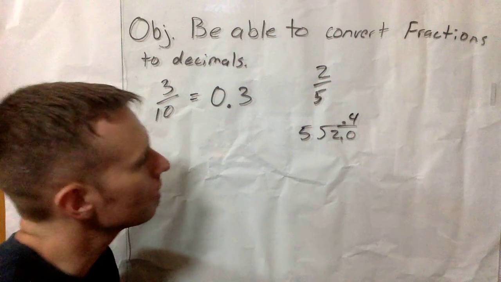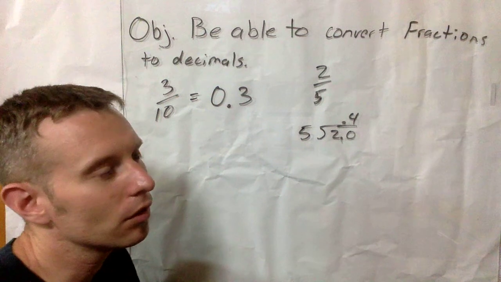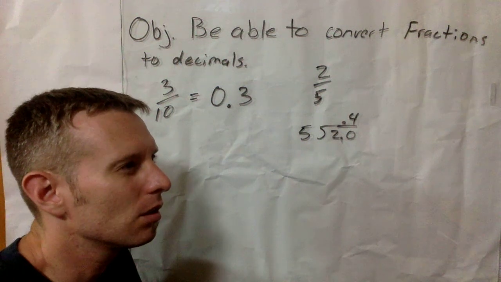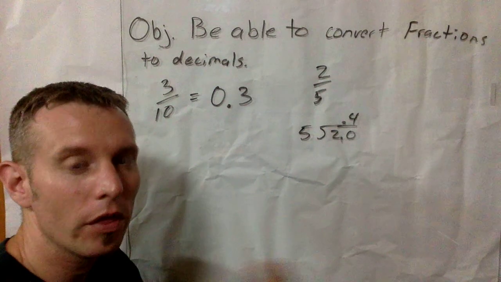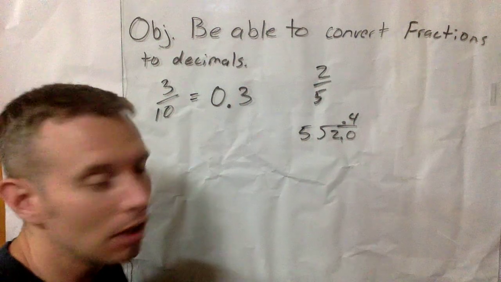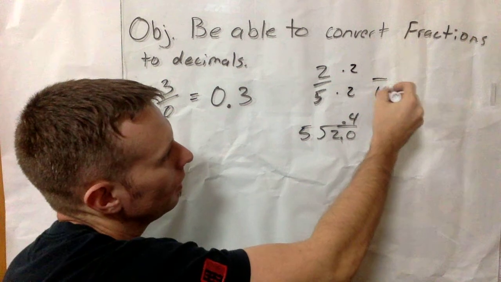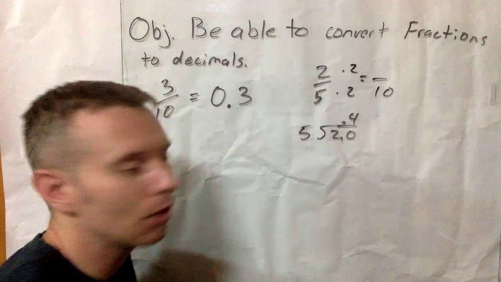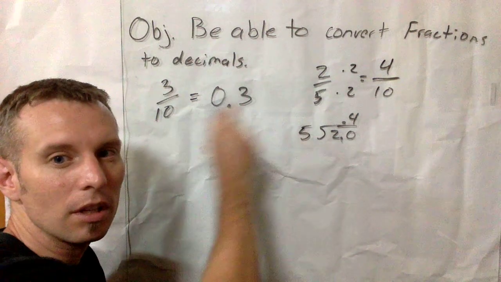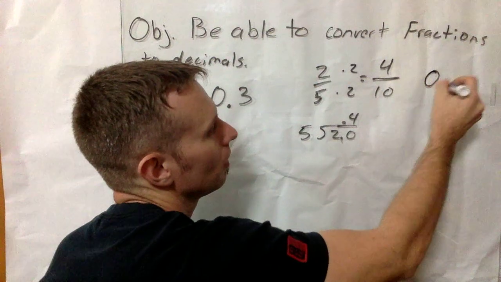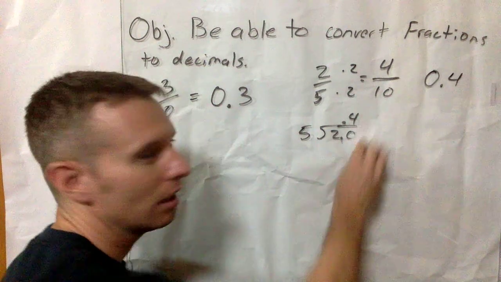The other way to do that is to try to make this bottom number a multiple of 10, or, I should say, an exponent of 10 maybe. 10, 100, 1,000, 10,000. So if you can see that, if I multiply the top and the bottom by 2, then I will get the denominator of 10. And I will get the numerator of 4, and now I have 4/10, and now it's just like this problem. If I know it's 4/10, and I know that the 4 goes in the tenths spot, then that's another way to get that decimal.